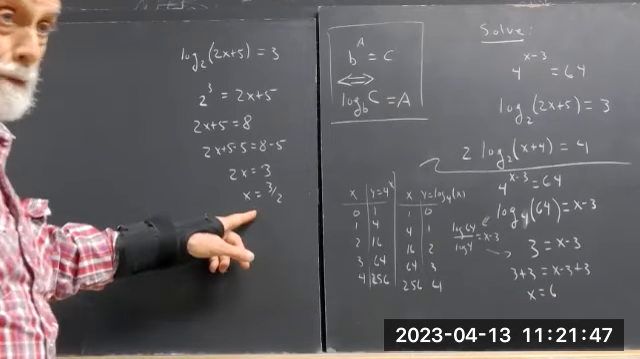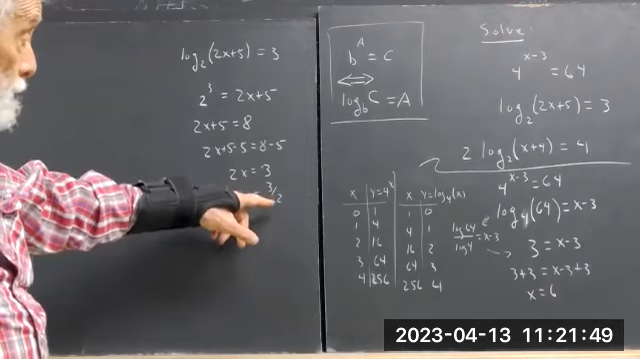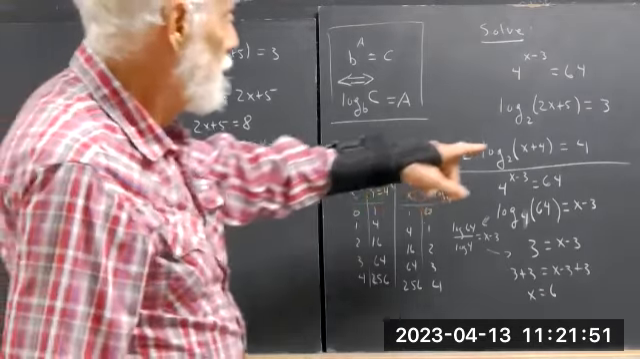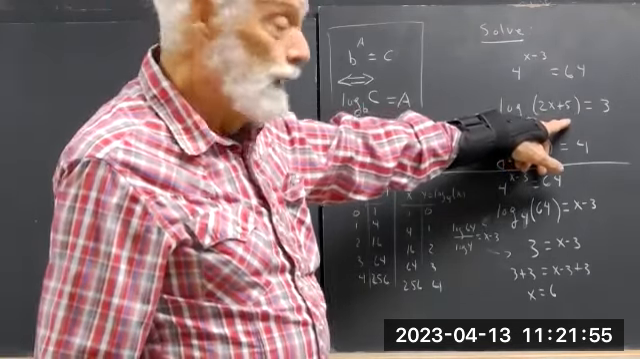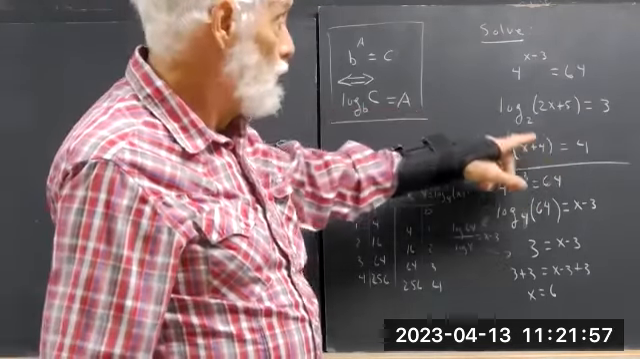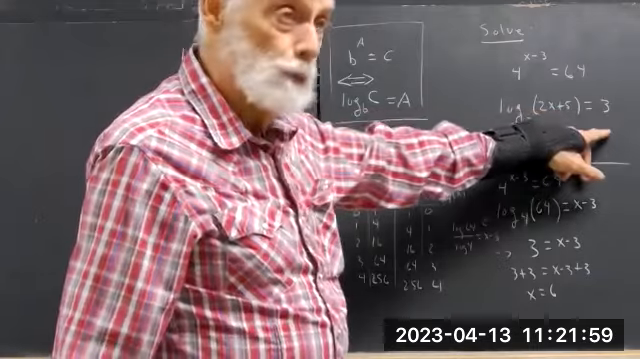Now you check that out. If x equals 3/2, you plug it in. 2 times 3/2 is 3. 3 plus 5 is 8. So log base 2 of 8 equals 3.